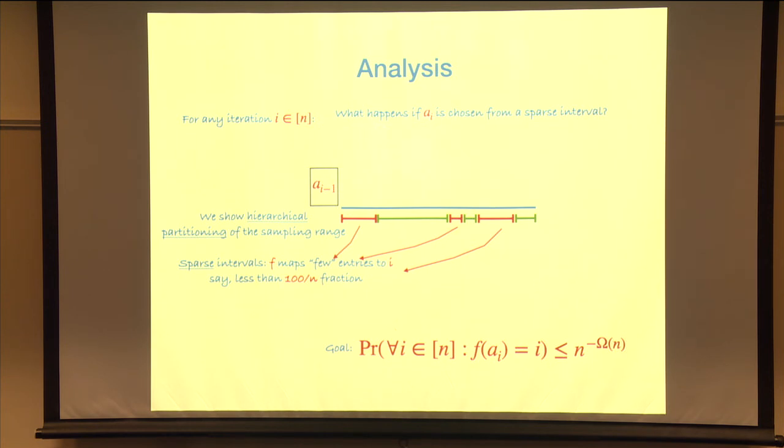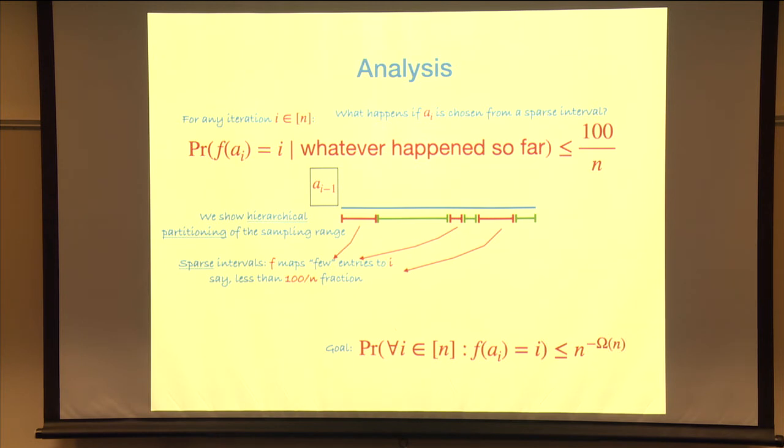If I tell you that a_i is chosen uniformly from a red interval, I'm in a very good position. Why? Because no matter what has happened so far in the past, the probability that f of a_i is equal to i will be low. a_i is chosen uniformly from inside the red intervals, and the red intervals have this property for only a small fraction of them, so everything is good. So this is a good event.